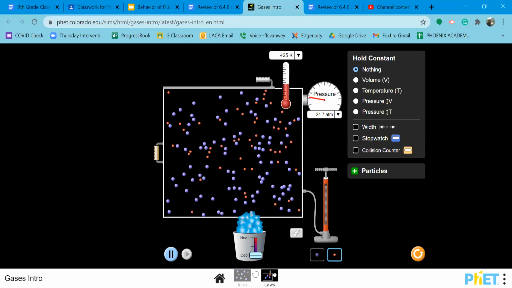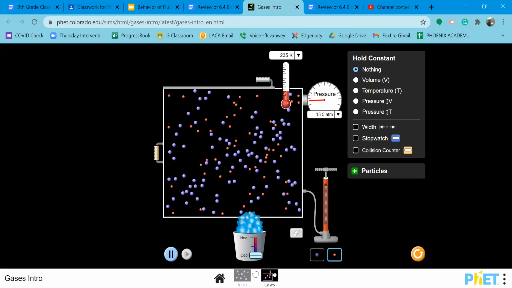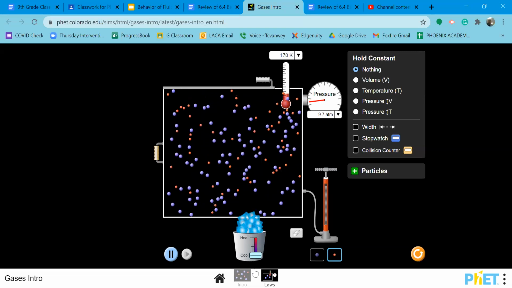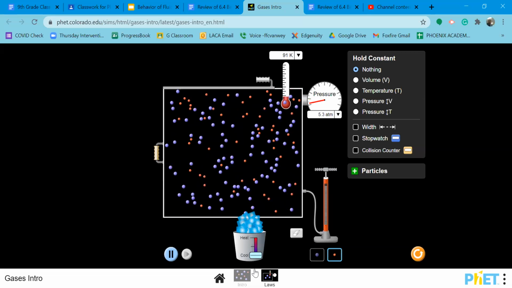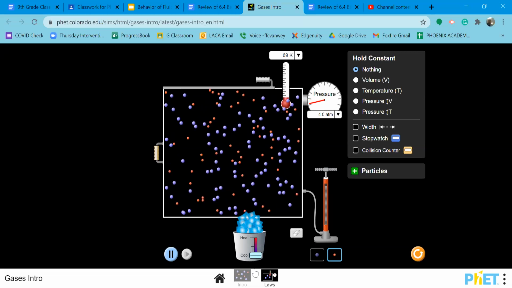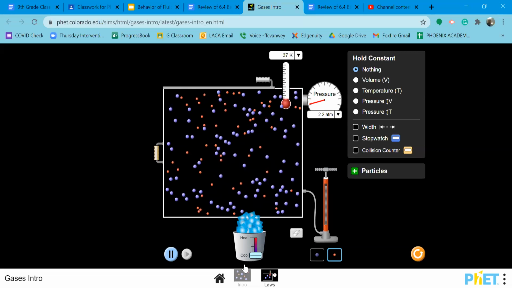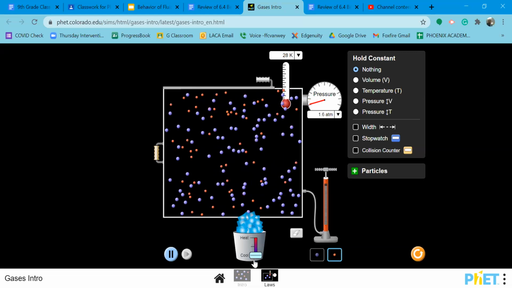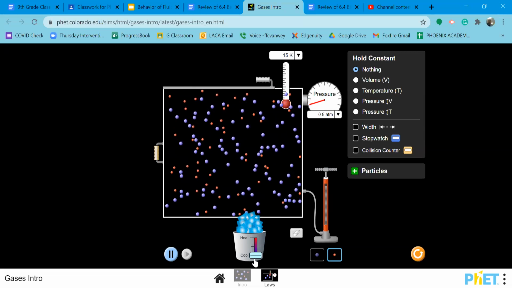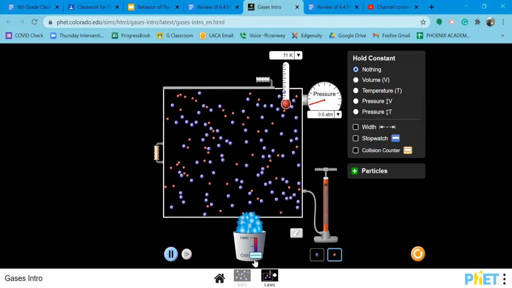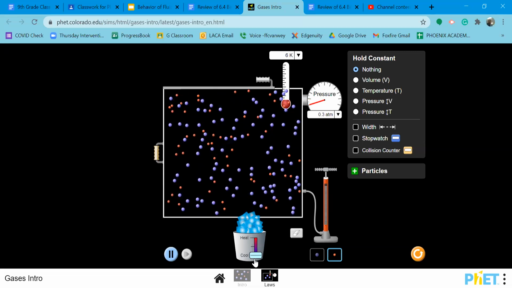So we can cool it down and watch as the particles slow down and the pressure comes down. So the temperature of a sample is the average kinetic energy of the particles. The average kinetic energy of the particles.